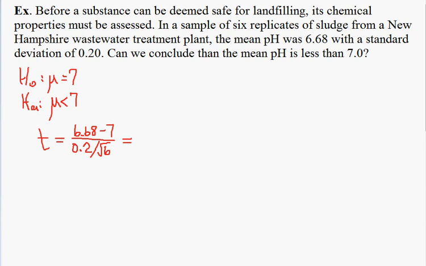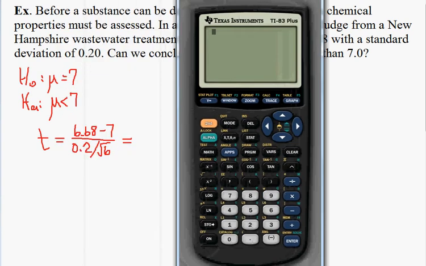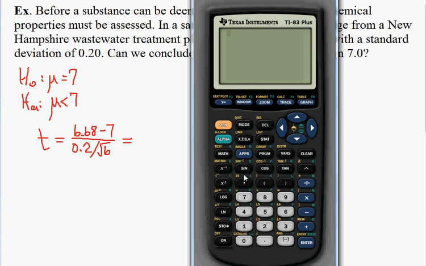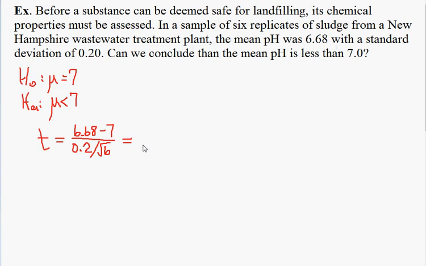Okay, so we plug this into the calculator. I'll use a calculator for this demonstration. And we get 6.68 minus 7, divided by 0.2 divided by the square root of 6. And so we get a t-value of negative 3.919. Now that's a fairly negative number, but we also have a very small sample.